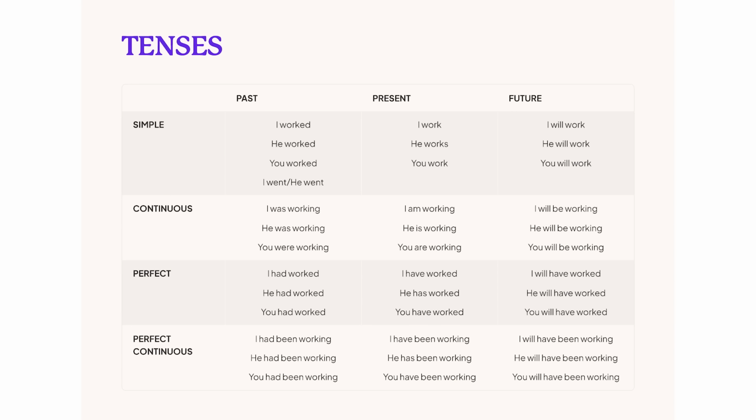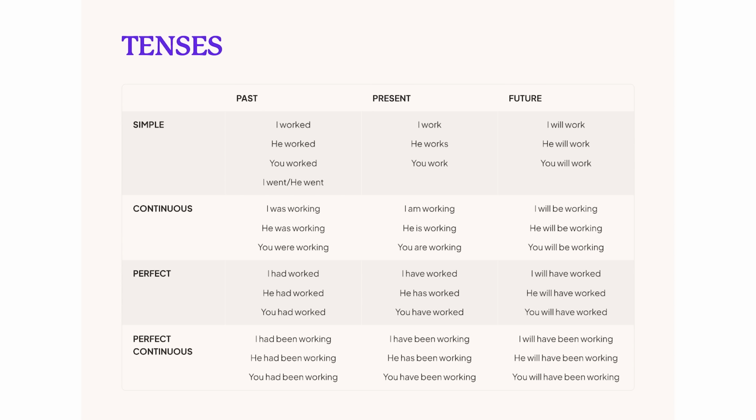Present tenses. Present simple: base verb, add s or es for third person singular. I work, he works. Present continuous: am, is, are plus verb plus ing. I'm working, he is working, you're working. Present perfect: have, has plus past participle. I have worked, he has worked. Present perfect continuous: have, has been plus verb plus ing. I have been working, he has been working.